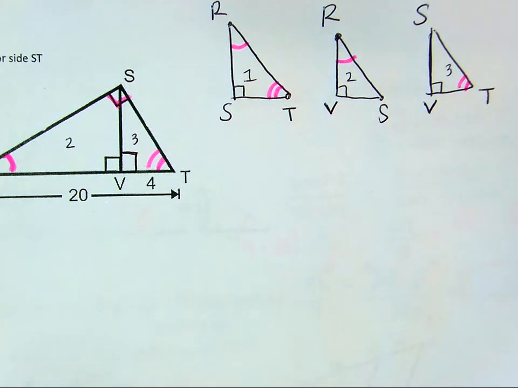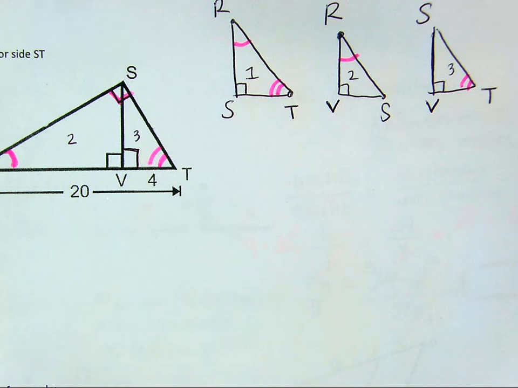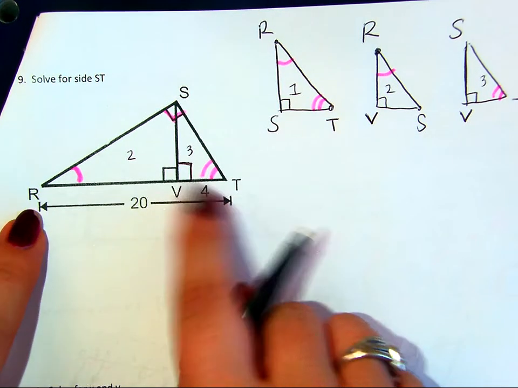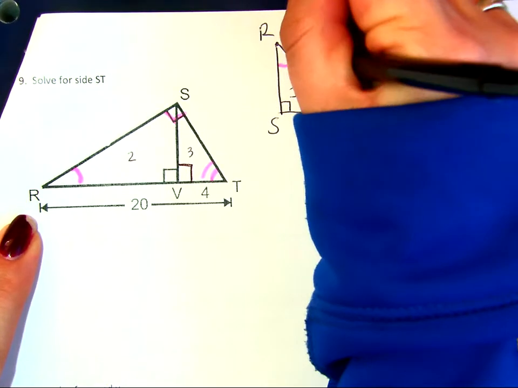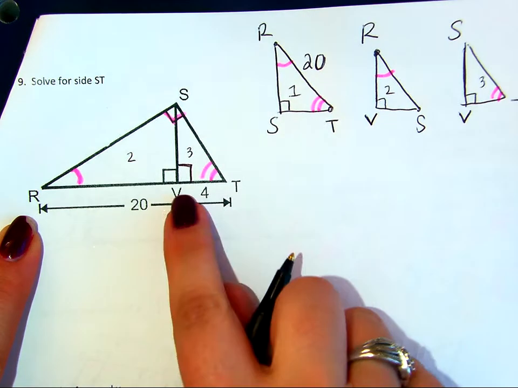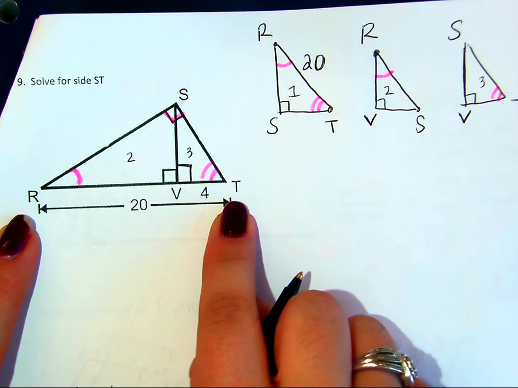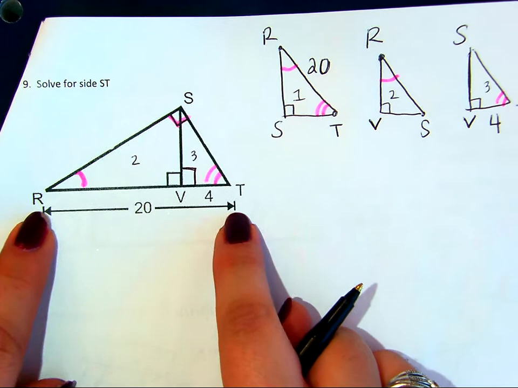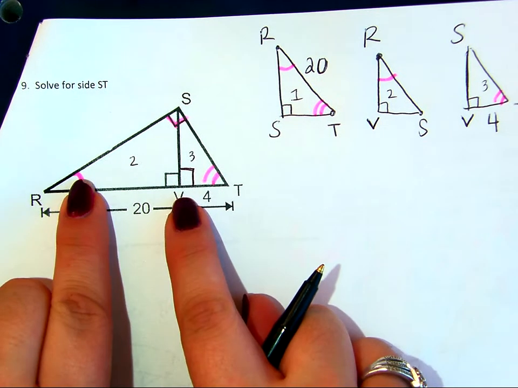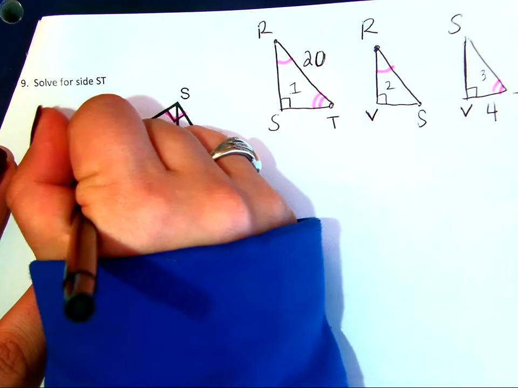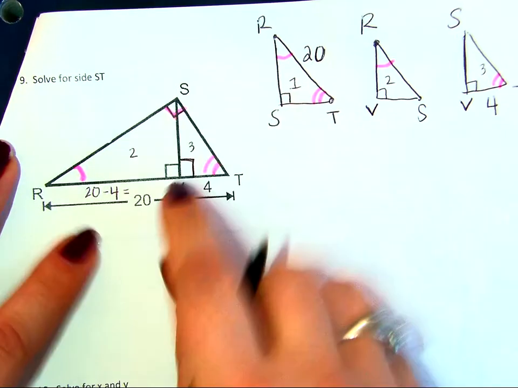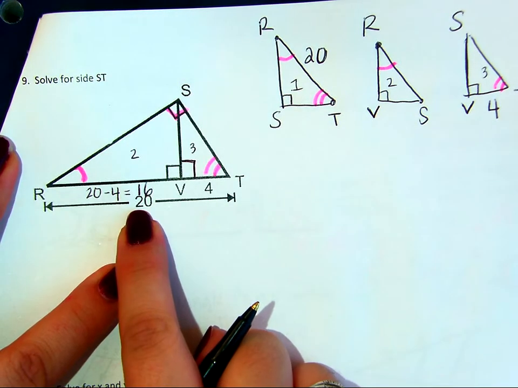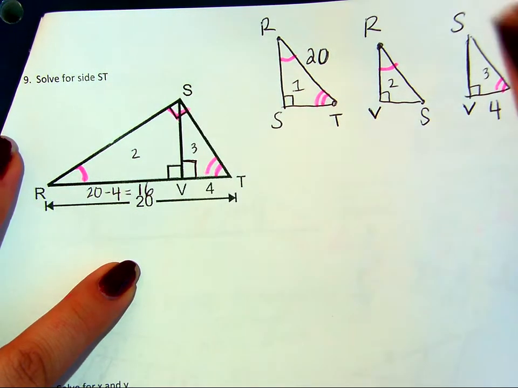Now, I'm going to fill out all my pieces. So all of RT is 20. So this whole thing is 20. VT is 4. So VT is 4. And since I know the whole thing is 20, this part is 4. The rest of it is going to be 20 minus 4. 20 minus 4 gives me RV, which is 16. So RV is 16.